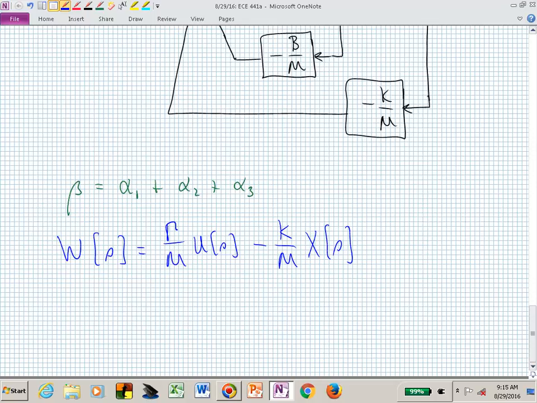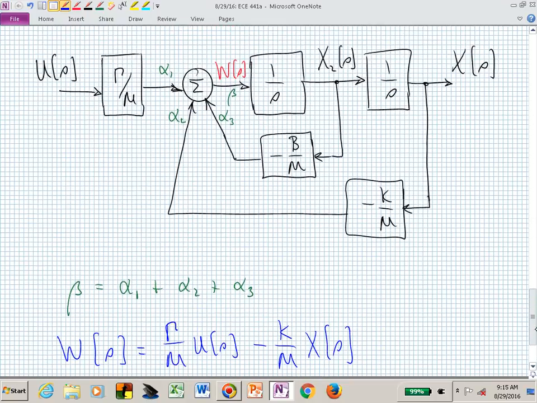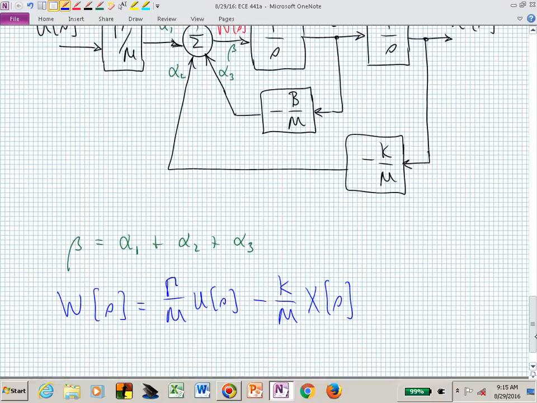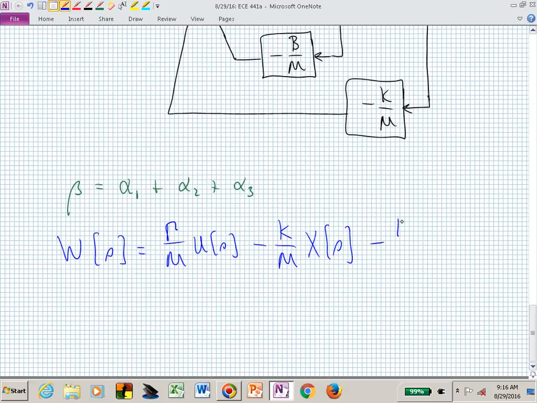Alpha 3. What's alpha 3? That's simply minus b over m x sub 2 of s. But now we've maybe made our lives more complicated because now we have a w, we have a u, we have an x sub 2. Now what do we do? I can't get a transfer function with all of those variables floating around. A transfer function, I need a ratio of 2 signals.